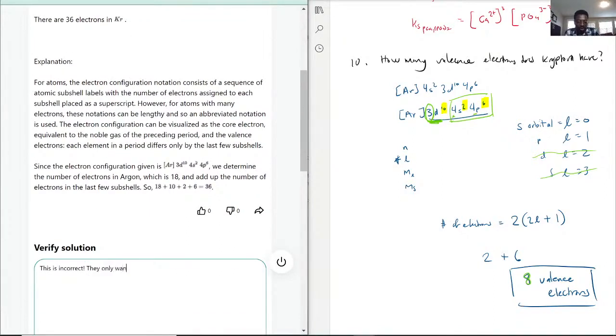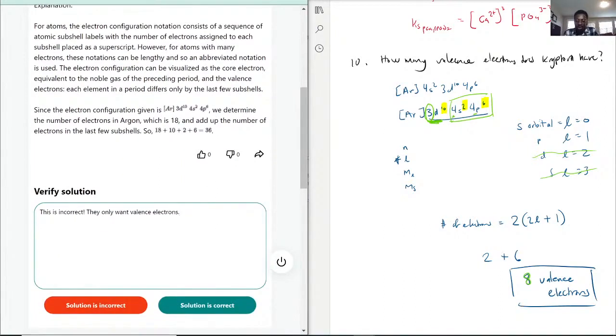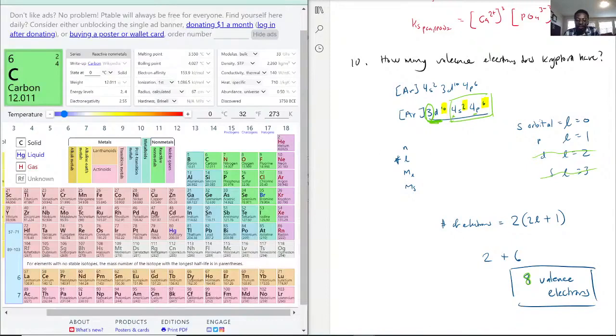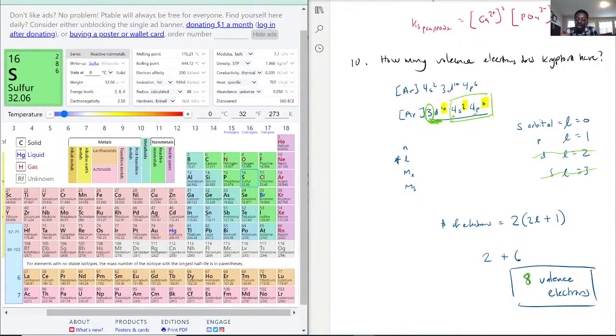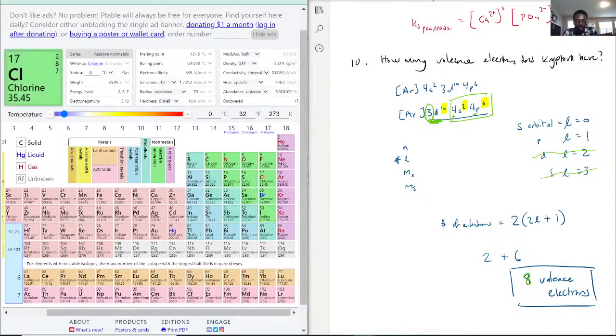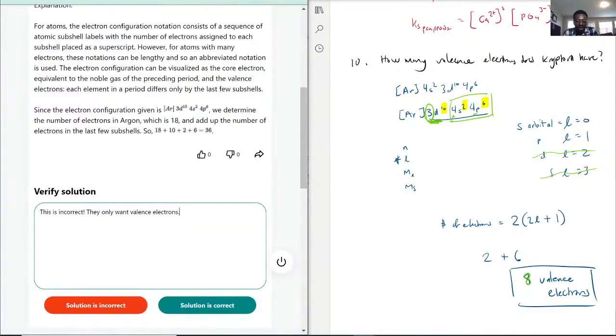They only want valence electrons, and that'll be the electrons in the outer shell, which is 8. Remember the octet rule: noble gases have 8 electrons in the outer shell, except for helium. You'll see that when you get to the p level, the s and the p are usually in the outermost shell. So that is why it has 8 valence electrons.